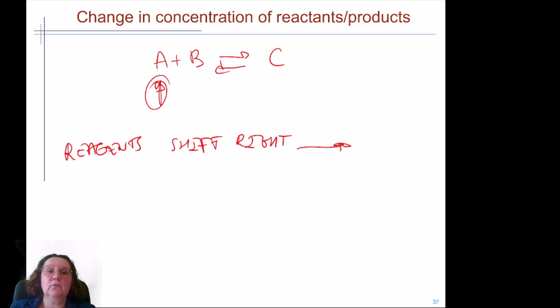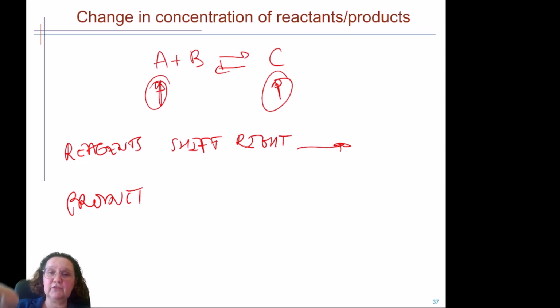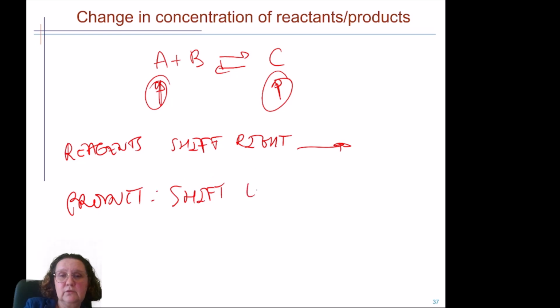And what happens if you add a product? Well, in this case, you add the product, the reaction reacts to consume that product to go back to that equilibrium position. So it will shift left, in a way that you make more reagents. And that might sound slightly counterintuitive. Why would you want to make more reagents?